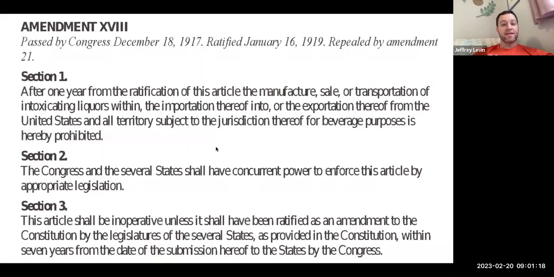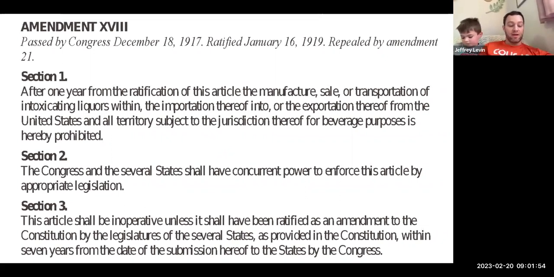This is the specific text of the 18th Amendment. You see how it talks about the manufacture, sale, or transportation of intoxicating liquors. But to be very clear, what this does not ban is drinking. If you already have the alcohol in your possession, there was no component of this law or this amendment to the Constitution that officially banned it.